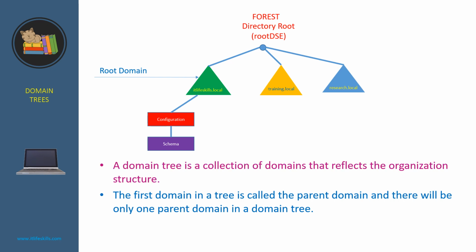A domain tree is a collection of domains that reflects the organization structure. The first domain in a tree is called the parent domain, and there will be only one parent domain in a domain tree. So in this forest, we have three domain trees. The first one is itlifeskills.local. The second one is training.local. And the third one is research.local. Currently, each tree has only one domain, and they are the parent domains.